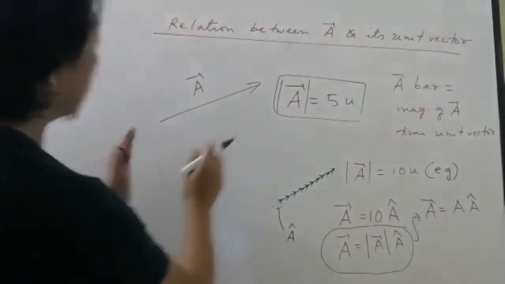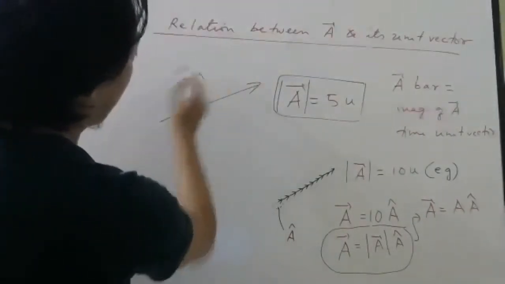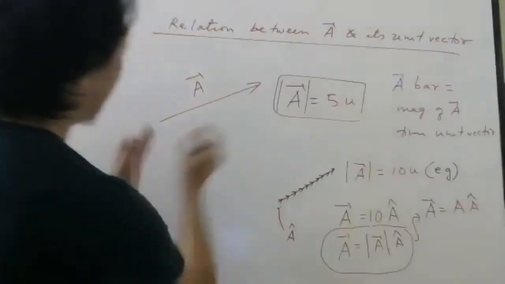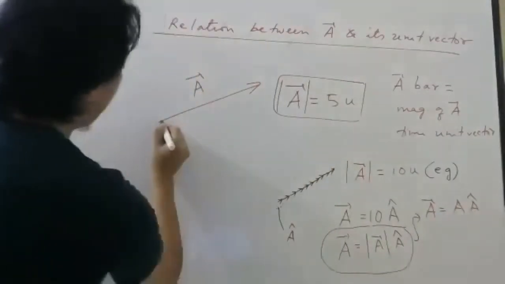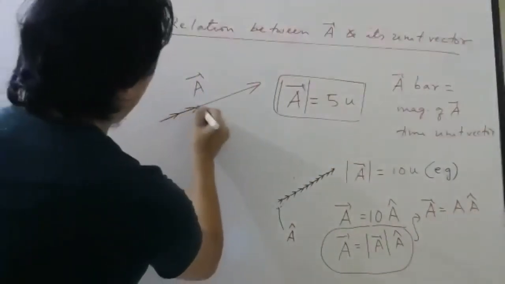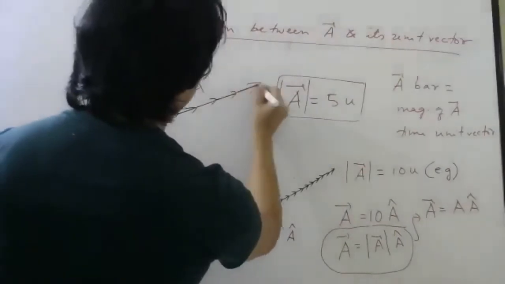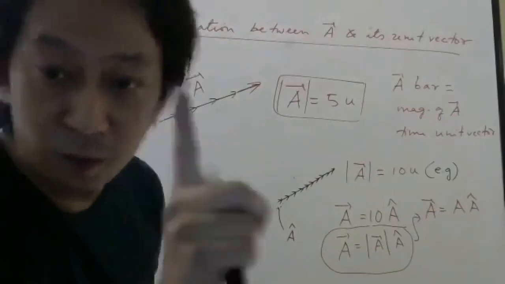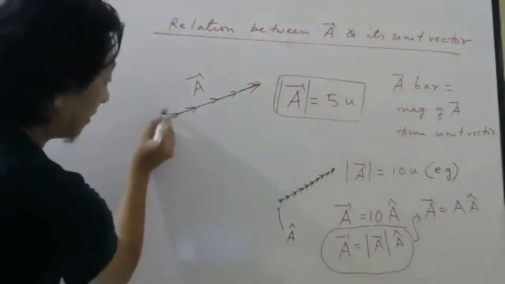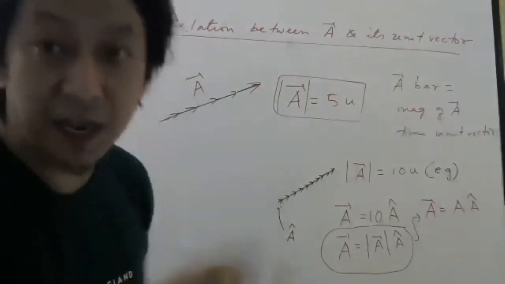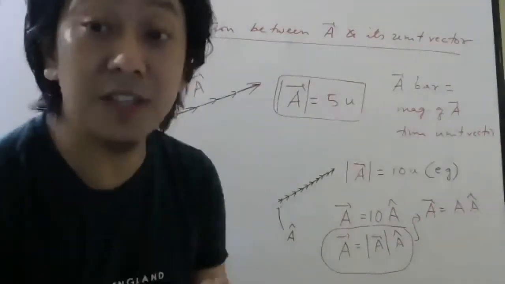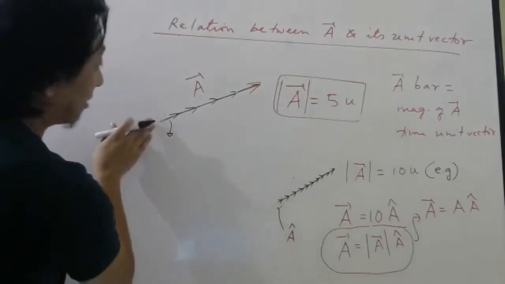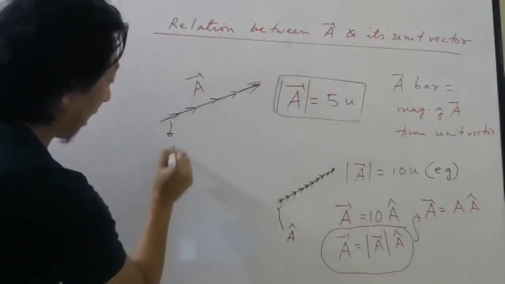So what can I do to find a relation between this vector and a unit vector in this direction? This is 5 units long. Let me divide it into 5 parts: 1 part, 2 parts, 3 parts, 4 parts, 5 parts. Then what will be the length of one part? One part will be 1 unit. That means I can call it a unit vector, in the direction of A bar. So since this is a unit vector in the direction of A bar, I can call this A cap.